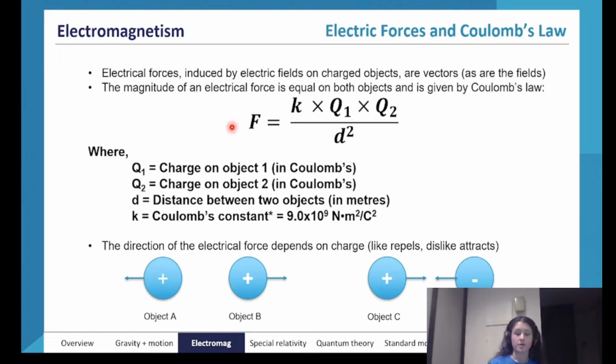Again, similarly to with Newton's laws and gravity, the force acting on the two objects is going to be equal. Because remember, applying Newton's laws, every action has an equal and opposite reaction. So even if the two particles themselves have different charges, the force exerted on both of them is going to be the same.